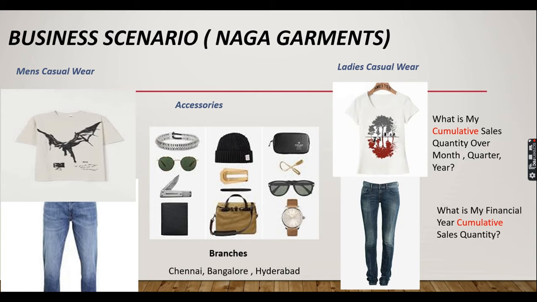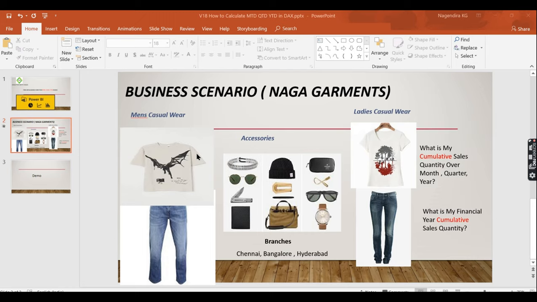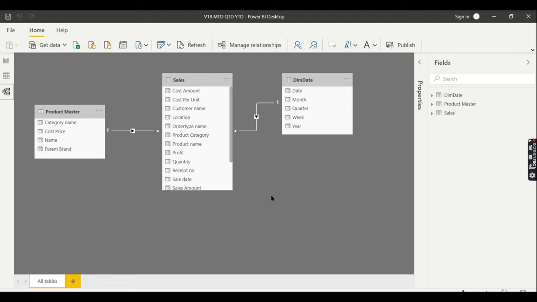Let's try to find answers in our Power BI demo. So we are in Power BI now. I have a simple model where you have a sales fact table and two dimension tables. One is product and another is date. I always recommend having a dedicated date dimension. If you don't know why, just watch my previous video about creating a date table.